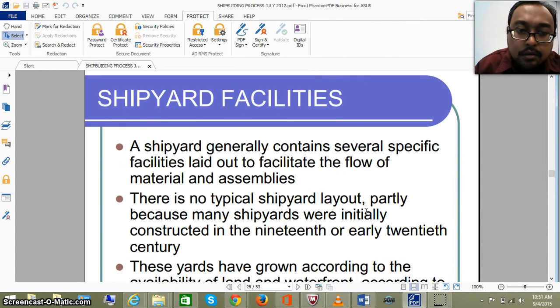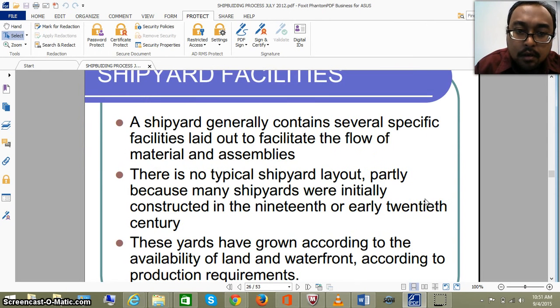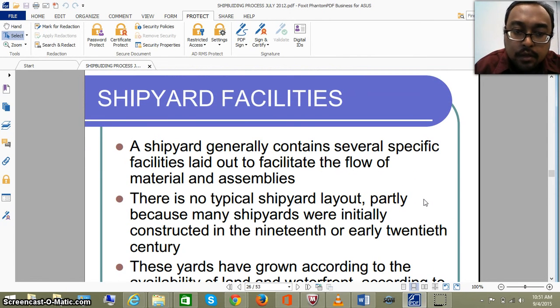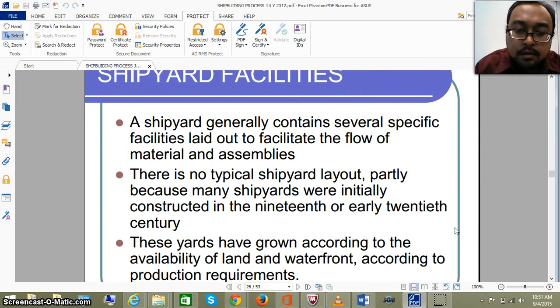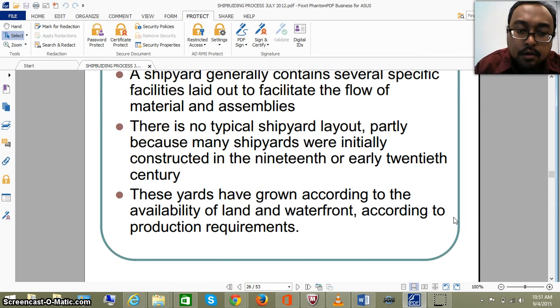Next we look at shipyard facilities. Where do we want to build a ship? A ship will generally be built in a shipyard, and the shipyard generally contains facilities laid out to facilitate the flow of the material and assemblies. There is no typical shipyard layout because many shipyards were constructed in the early 19th and 20th century. These yards have grown according to the availability of land and waterfront and according to production requirements.